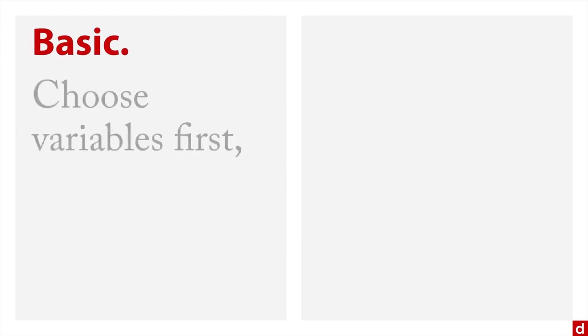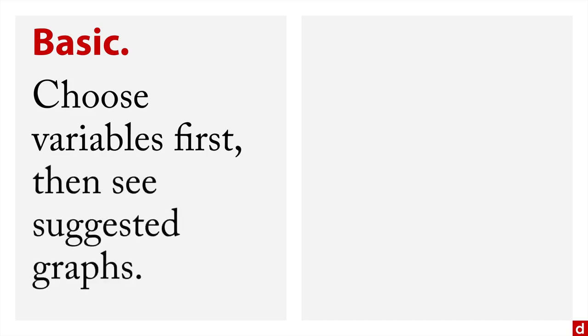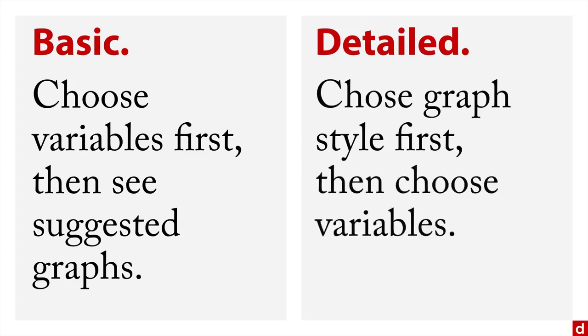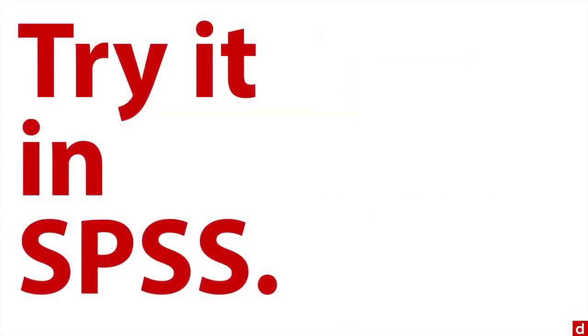And then when you're in the graphboard templates, you have 2 basic choices. You have basic graphs, and those are where you choose the variables first that you want to graph. And then SPSS will show you suggested graphs. You can see what you want to do with them. There's also an option for detailed, and this is where you choose the graph style first, and then you choose the variables that go into it. Now, these aren't exclusive. You can bounce back and forth between the 2 tabs, and it'll be easiest to see how it works if we just go to SPSS.